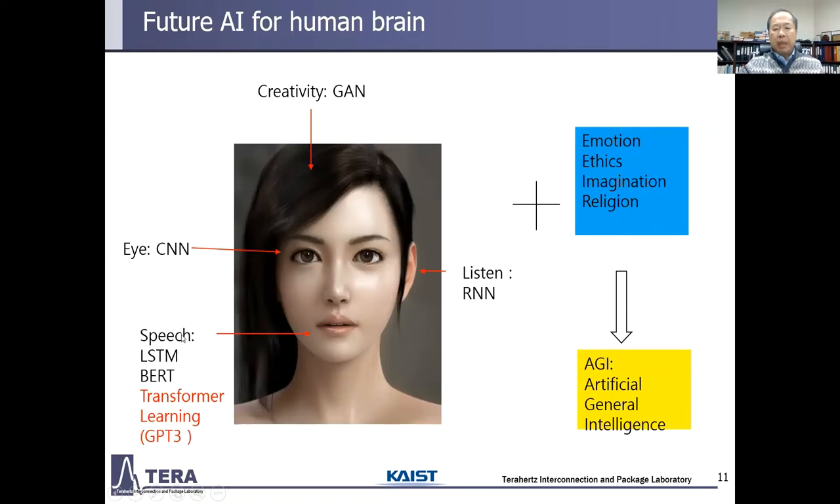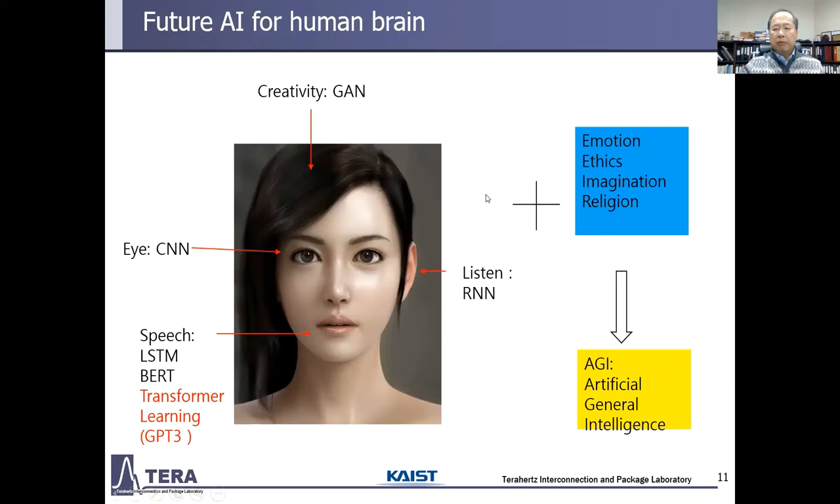And they also have some capability of creativity. That neural network is called the generative adversarial network, that is called GAN. At this moment, each neural network is separated. They are developed by separate groups, but in the near future, maybe in 10 years, GAN, CNN, transfer learning, and RNN can be combined into a single neural network. And then our whole brain can be replaced by machine learning.